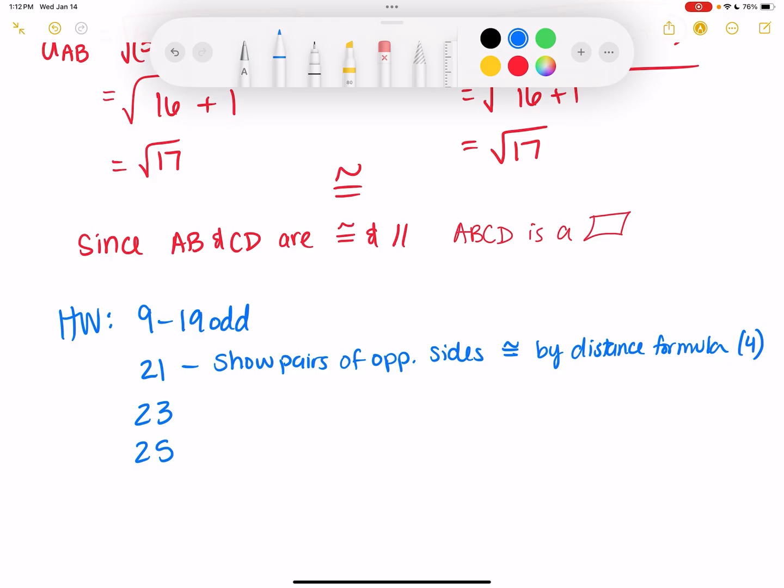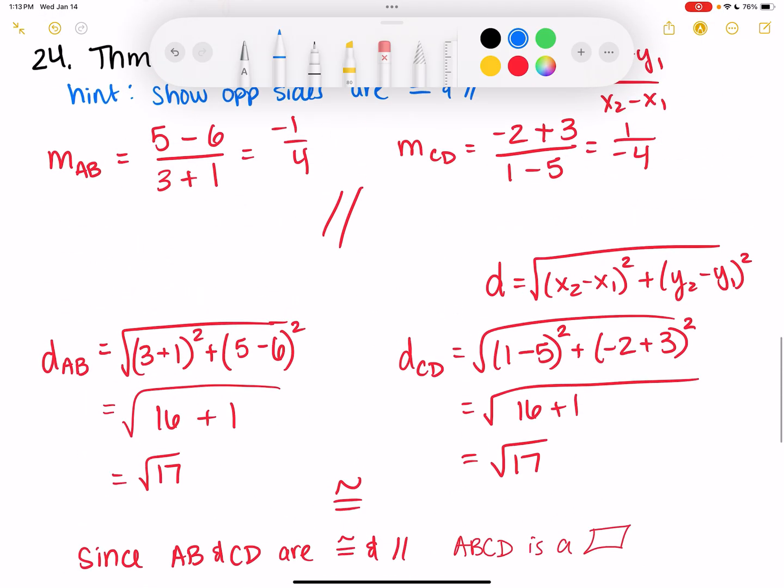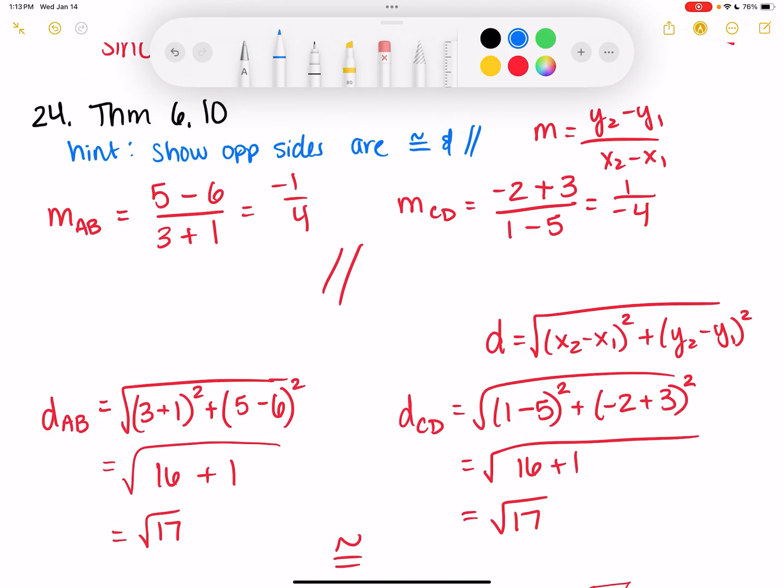23 is by the definition of a parallelogram, and so to use that, you have to show both sets of sides are parallel by finding slopes. So you'd have to find the slopes of all 4 sides. Again, it was this one. We found 2 of them. You would need to find the other 2 as well and show that both sets of opposite sides have the same slope and thus they're parallel, and that's the definition of a parallelogram.